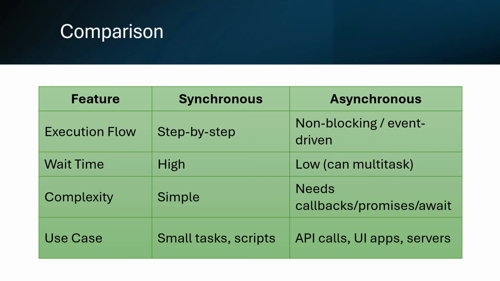Complexity. Synchronous is very simple and intuitive, great for quick scripts and learning. Asynchronous needs callbacks, promises, or async await, which adds complexity but enables powerful concurrency. Use cases. Use synchronous for small predictable tasks, like scripts, file reading, linear logic, etc. Asynchronous shines in I/O heavy apps, API calls, UIs, and servers where speed and responsiveness matter a lot. Choose wisely.